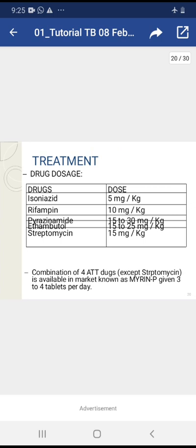Now coming to the drug dosages. Isoniazid is given 5 mg per kg. Rifampin is given 10 mg per kg. Pyrazinamide is given 15 to 30 mg per kg. Ethambutol is given 15 to 25 mg per kg and streptomycin is given 15 mg per kg. A combination of the 4 ATT drugs except streptomycin is available in the market known as Myrin P, which is given 3 to 4 tablets.